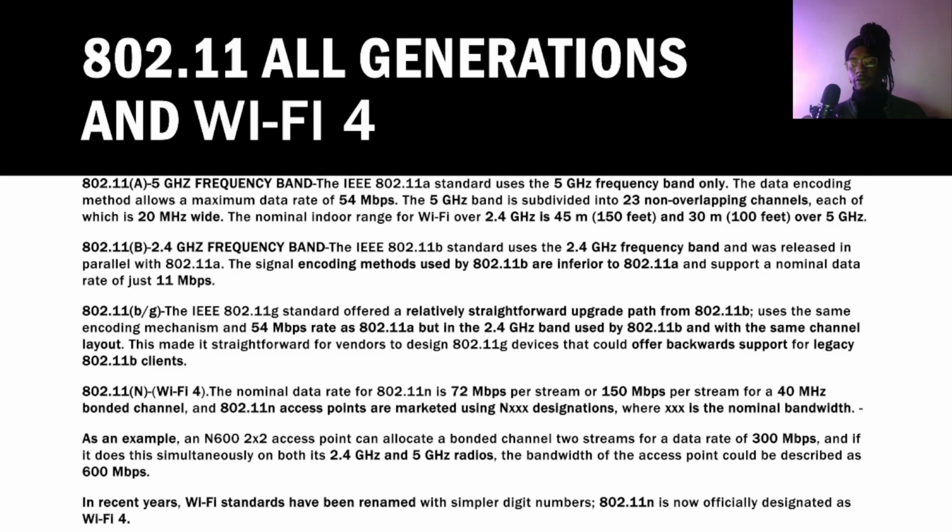The nominal indoor range for Wi-Fi over 2.4 GHz is 45 meters, 150 feet, and 30 meters, 100 feet, over 5 GHz.